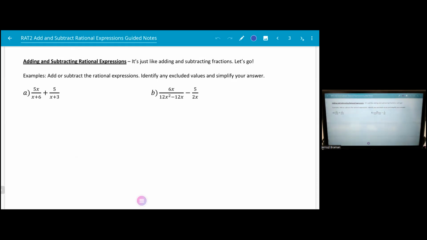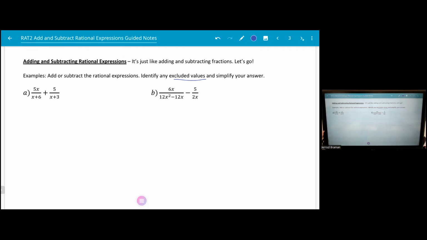We're going to add or subtract the rational expressions. We're going to identify any excluded values and simplify the answer if necessary. Okay, we're going back to that excluded values thing, so we need to work on that denominator piece, right? Let's look at letter A. Letter A says 5x divided by x plus 6 plus 5 divided by x plus 3. So let's go ahead and, well, these are nice. These are already simplified, both rational expressions, the 5x divided by x plus 6 and 5 divided by x plus 3.